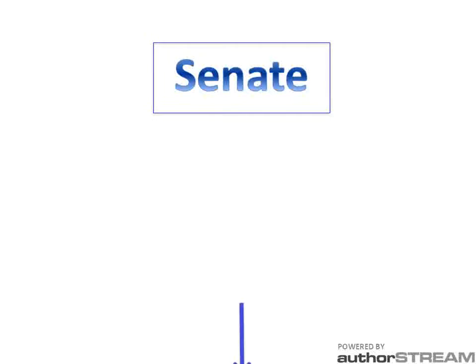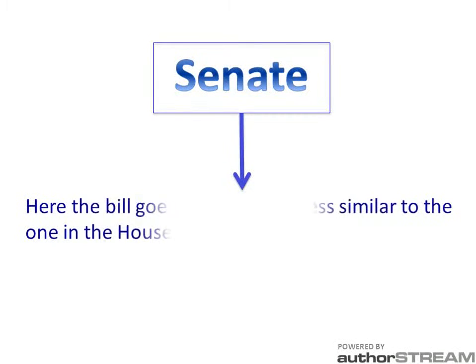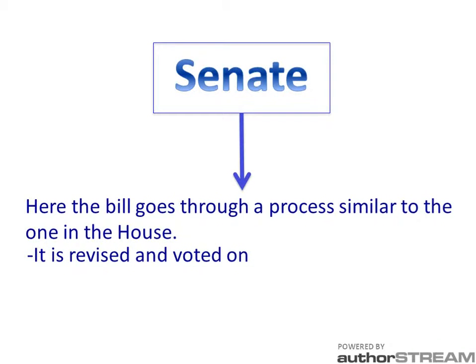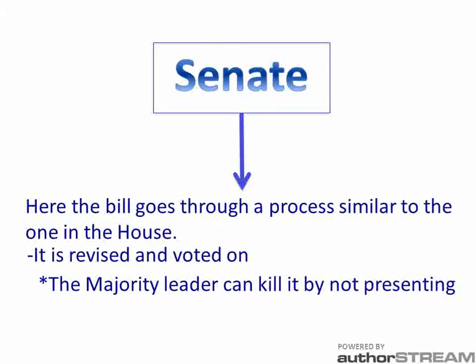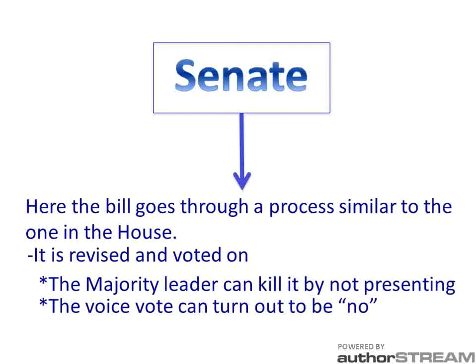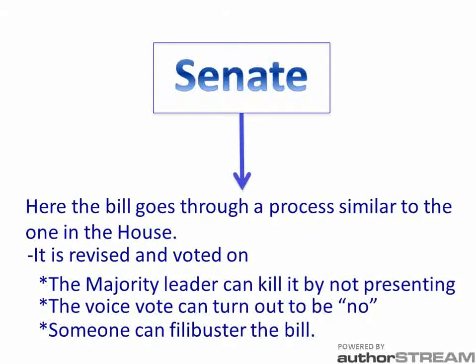In our hypothetical bill, we're going to assume that it made it all the way to the Senate. Here, the bill goes through a process similar to the one in the House. It's revised and voted on. The majority leader can kill the bill by not presenting it at all. The voice vote can turn out to be no, killing the bill as well. And someone can filibuster the bill, which will make it go extinct.